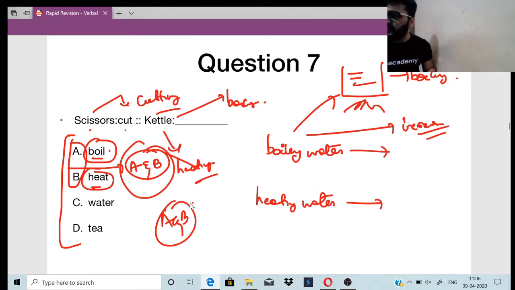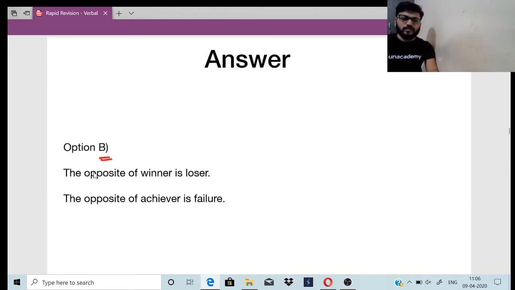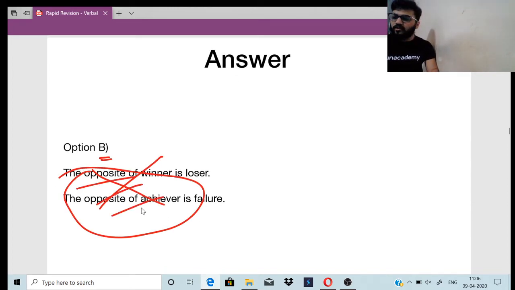Both were given as the right answer for this question. So, this one is wrong. The given statement is wrong. I misplaced a statement: the opposite of winner is loser, opposite of achiever is player. So, that's done. I will change the answer in the PDF. It is both option B and A. I consider it as B, you can consider it as A.